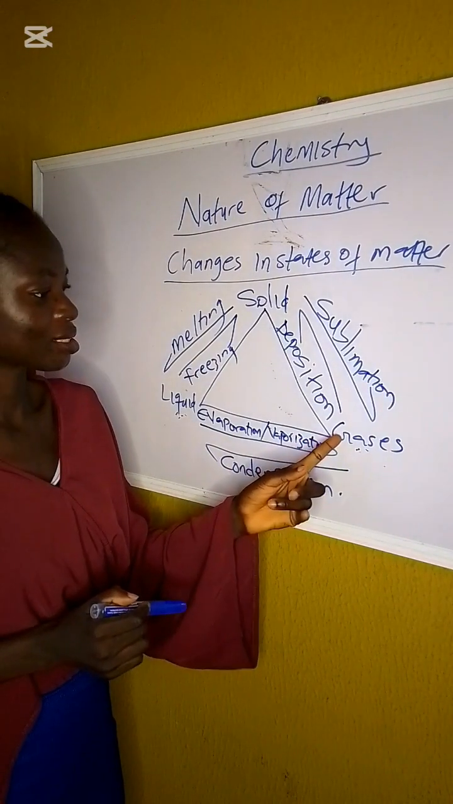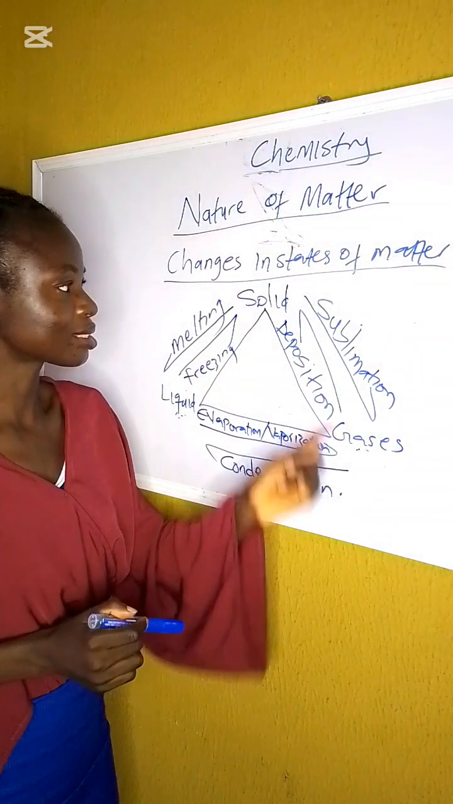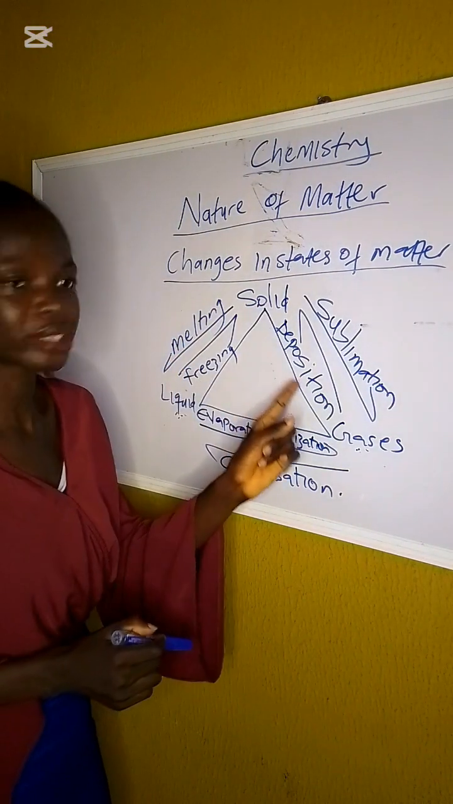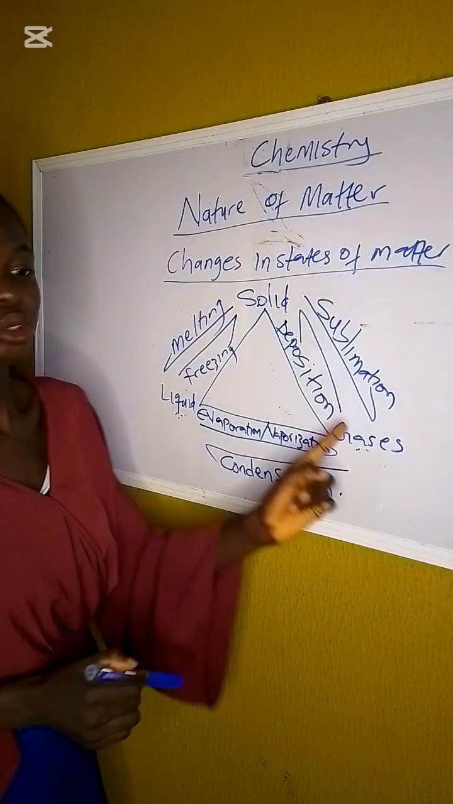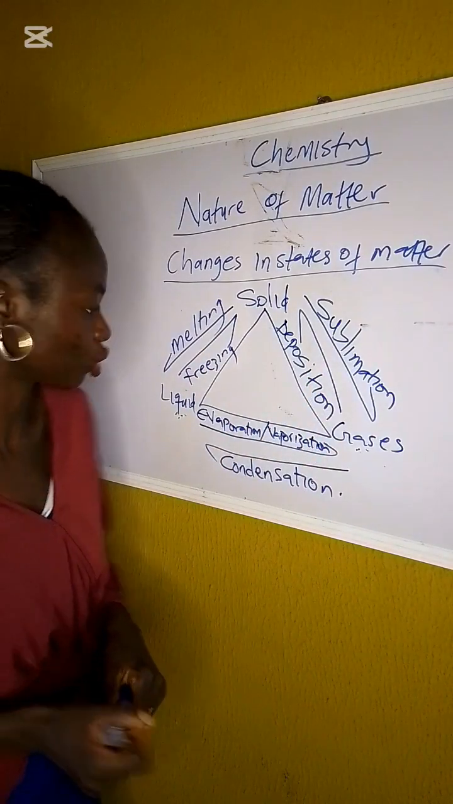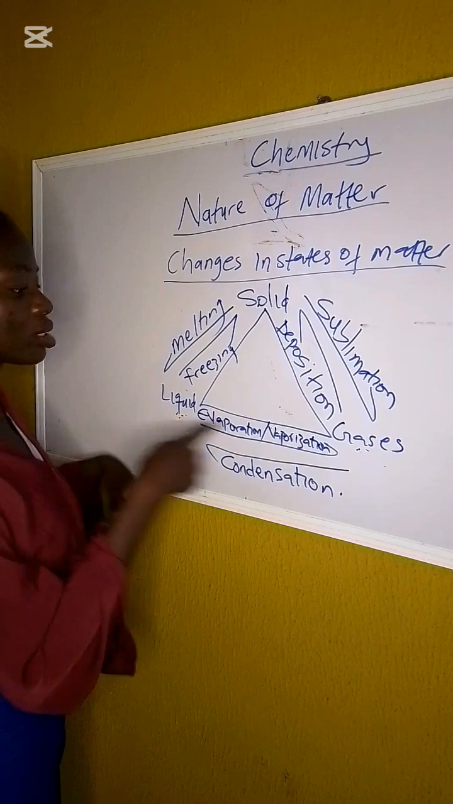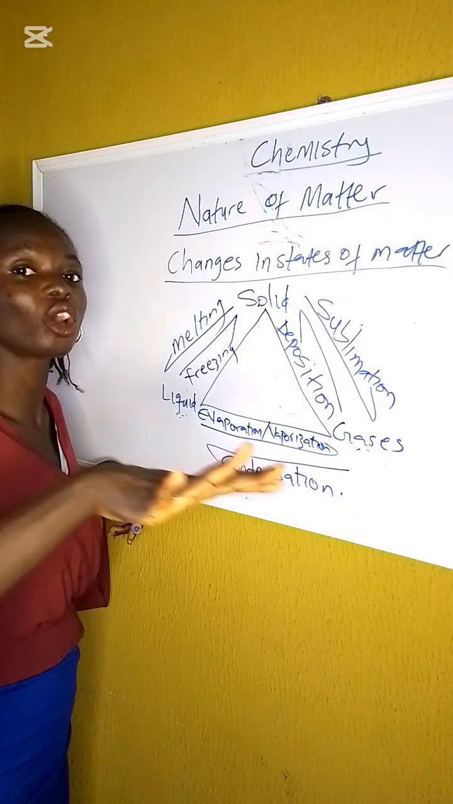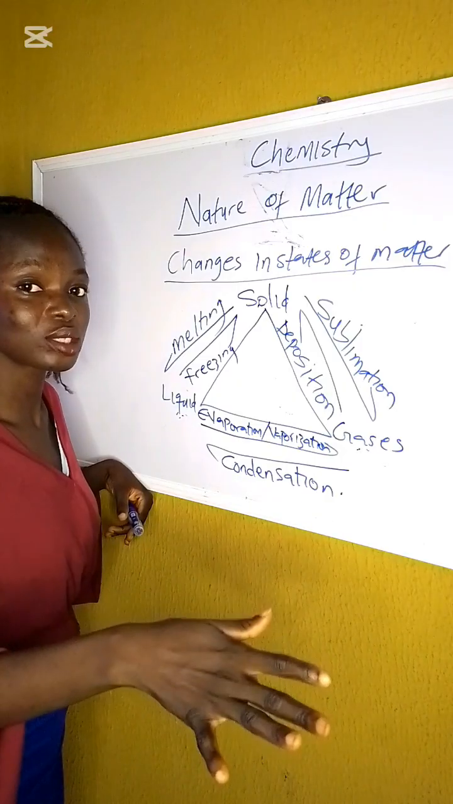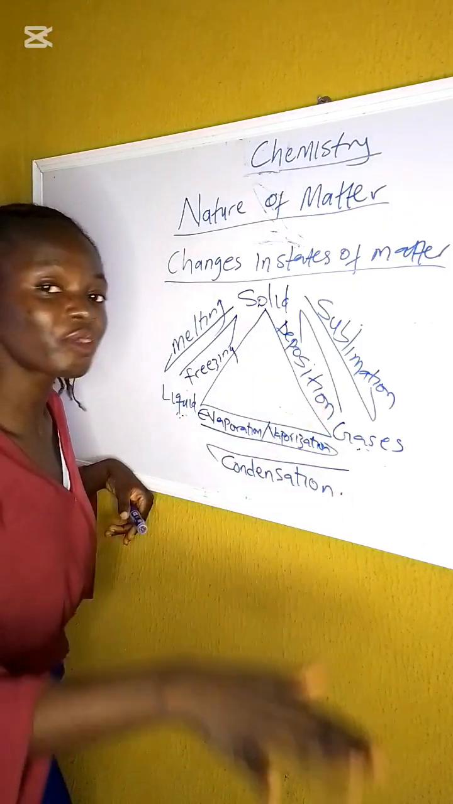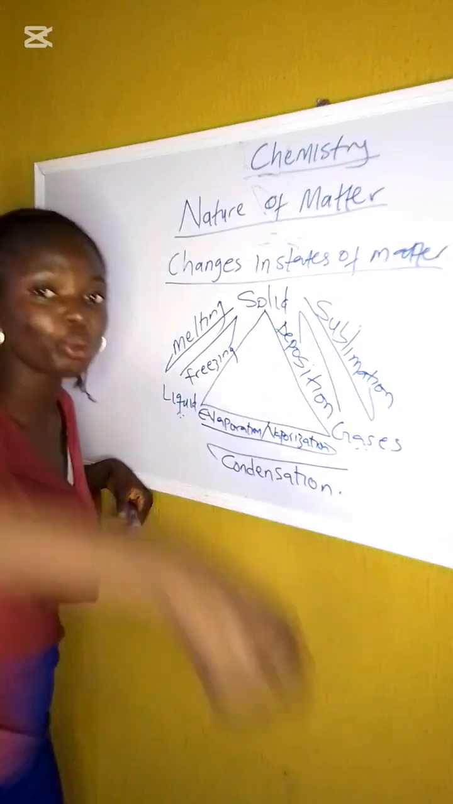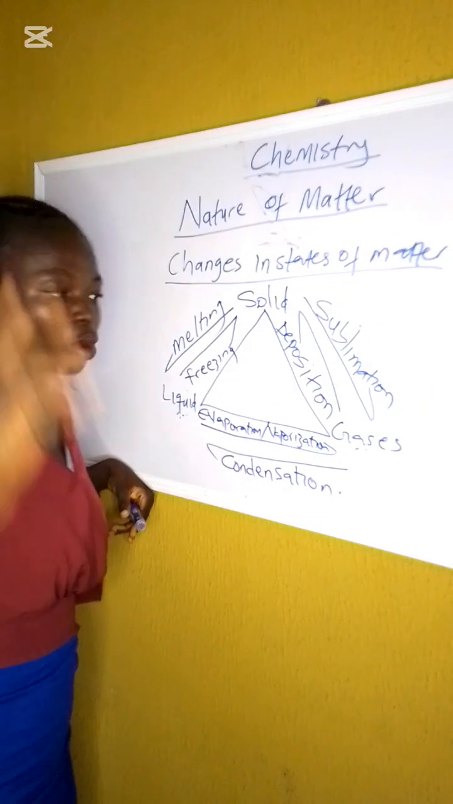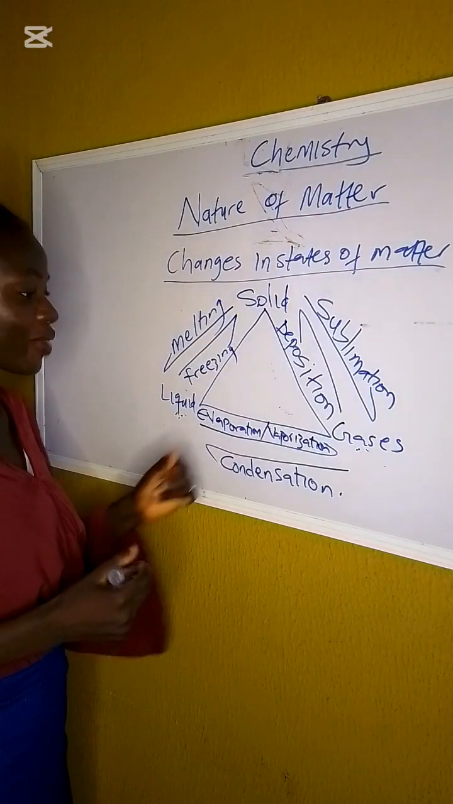From gas, matter can change to solid, and the name is deposition. From solid to gas is sublimation. From liquid to gas is evaporation, when you put water on fire for a long period of time. If you go back to your kitchen, you realize that the volume of the water would have reduced, and once you open the pot, you see vapor. So that is evaporation or vaporization.